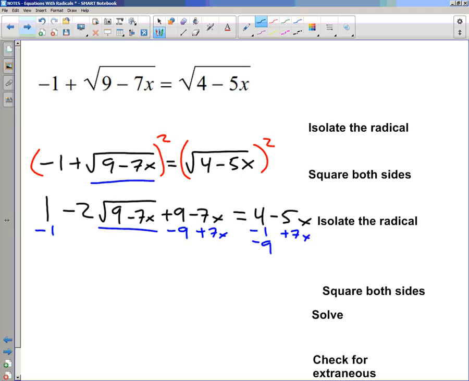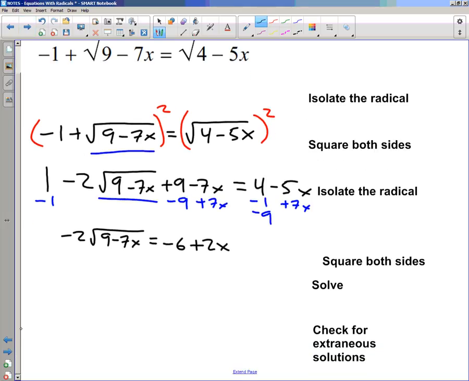That's going to get us a negative 2 square root of 9 minus 7x equal to 4 minus 1 minus 9, which is going to get us negative 6. And then negative 5x plus 7x is going to get us positive 2x. All right, in this case, we're going to go ahead and divide through by negative 2. Now, it turns out that you don't have to do this. Actually, I'm going to work it out without dividing by the negative 2 here, and move on to the next step, which is to square both sides.